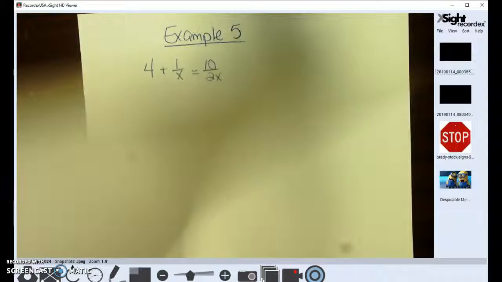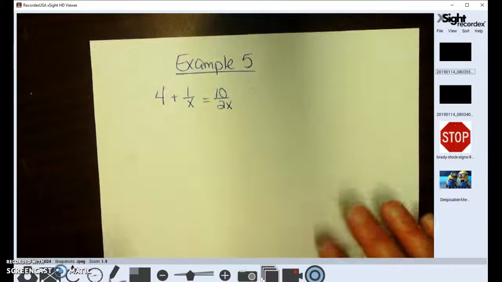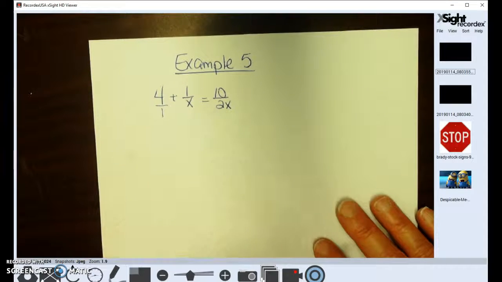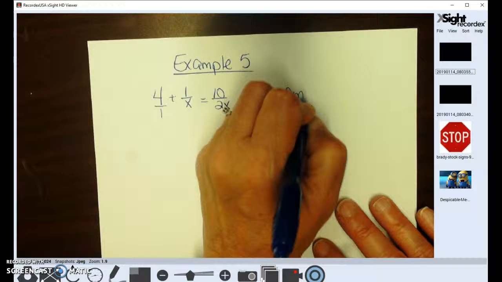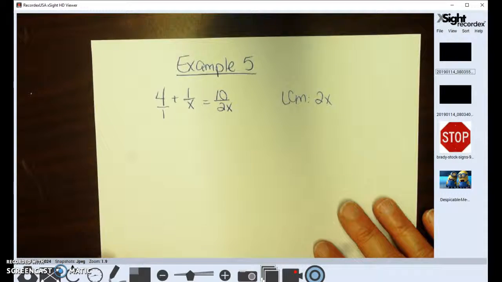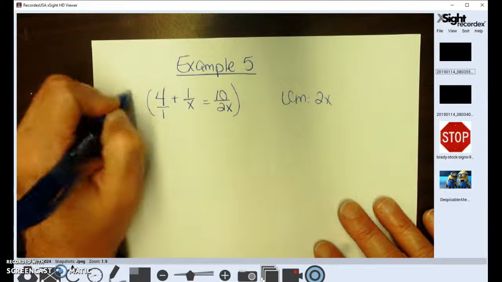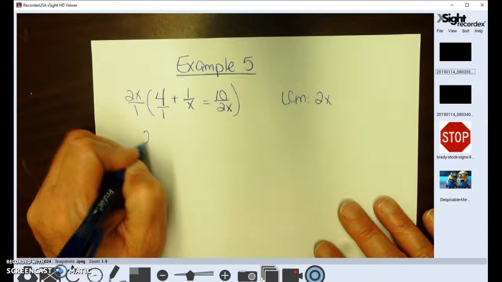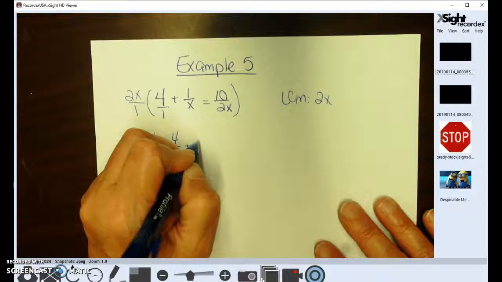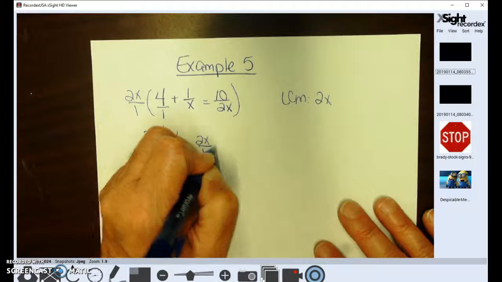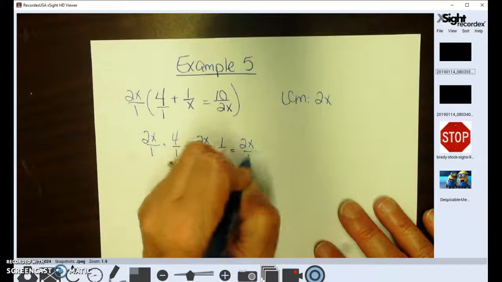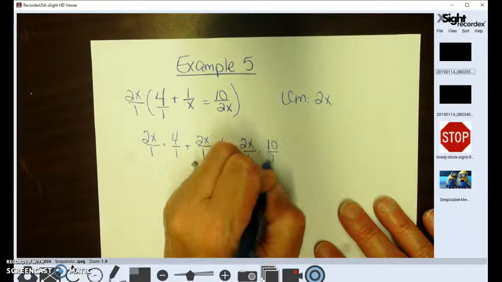All right, let's look at the next example. So remember, this 4 is like 4 over 1. So I have 1, x, and 2x. So it looks like my LCM, the best choice would be 2x. So let's multiply everything by 2x. So I get 2x over 1 times 4 over 1 plus 2x over 1 times 1 over x equals 2x over 1 times 10 over 2x.